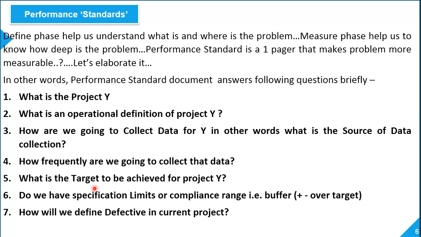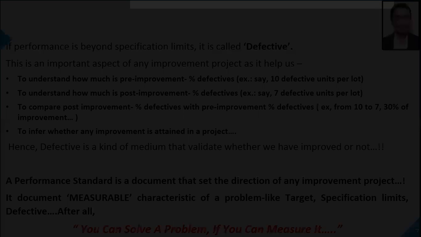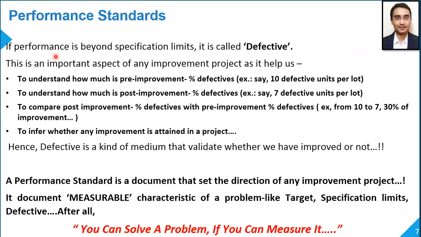So let's go to the next slide. The performance standard: if performance is beyond the specification limit, it is called defective. In the previous slide, the very last question, the seventh, was about the definition of defective. So what is defective? If performance for a given specific time goes beyond the specification limit set by the client, or goes beyond the compliance limit, it is called defective.